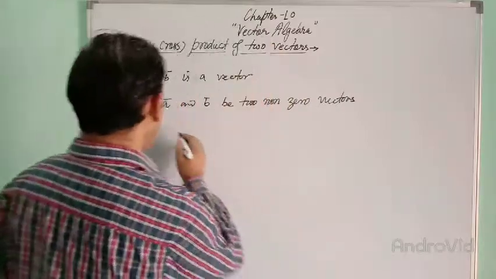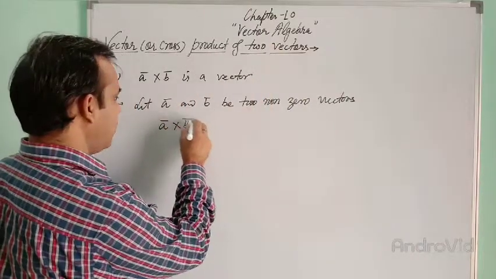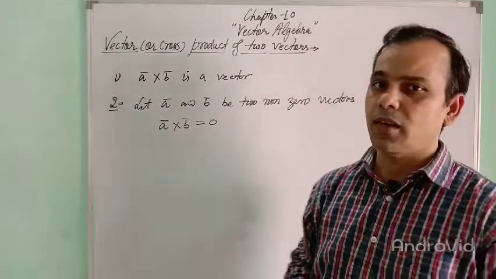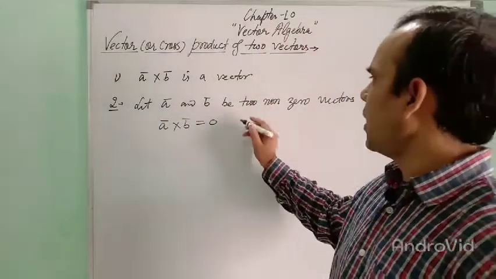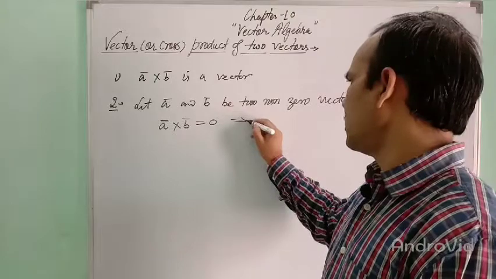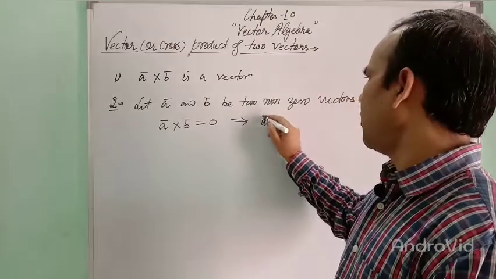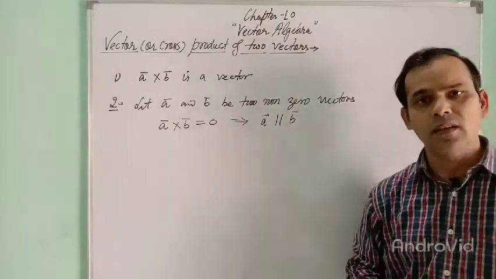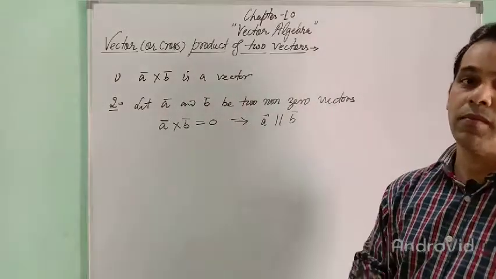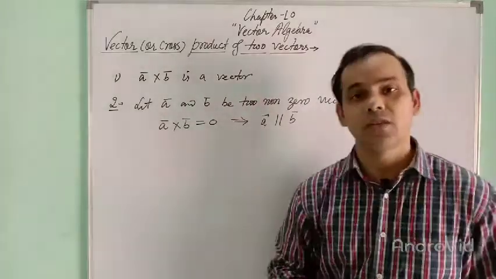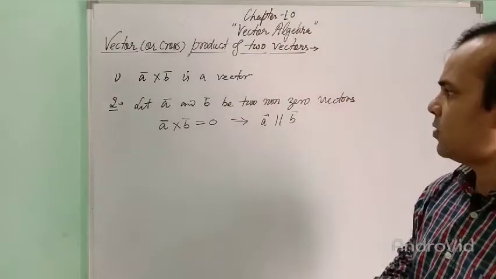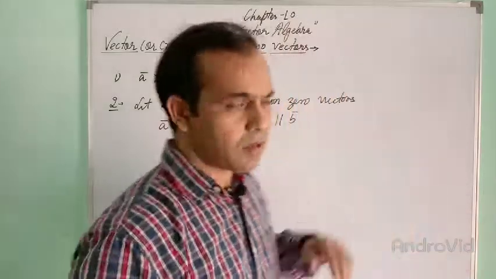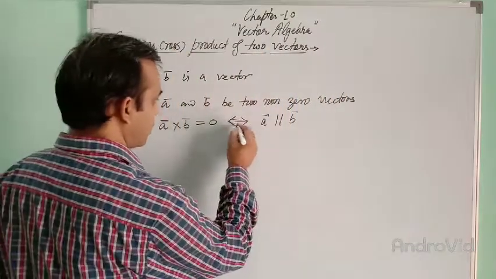Okay, then if we have A cross B equal to 0, what does it mean? If A cross B is 0, when A and B are two non-zero vectors, this implies vector A is parallel to vector B. You remember in the case of dot product, vector A is perpendicular to vector B when A dot B was 0. Here A cross B equal to 0, then vector A will be parallel to vector B, and its converse is also true. Means we can write this way.